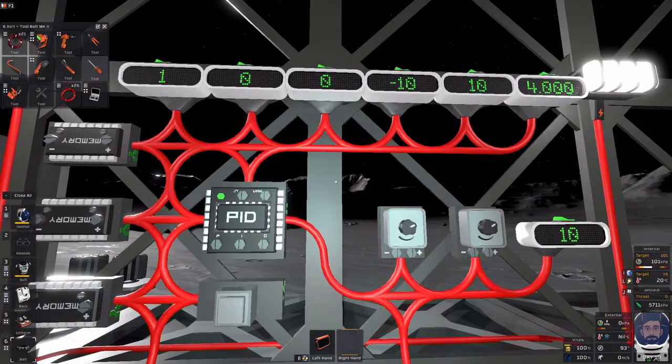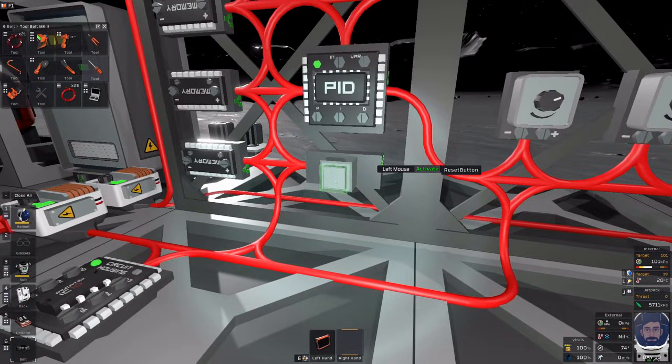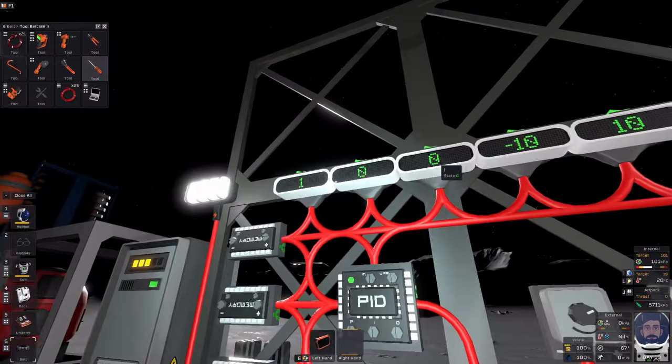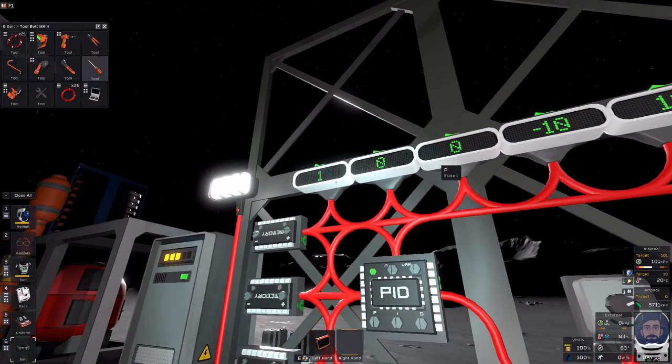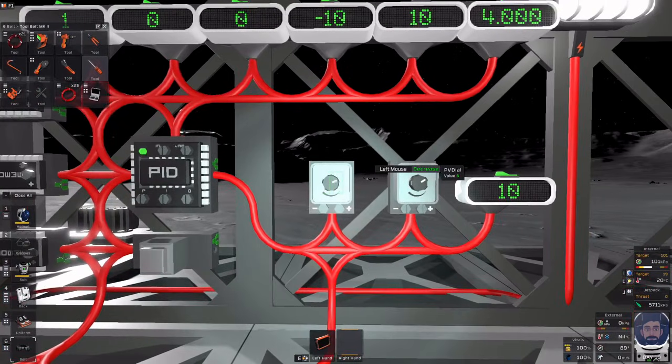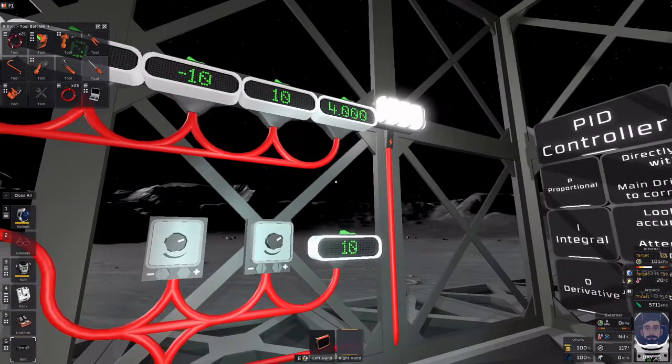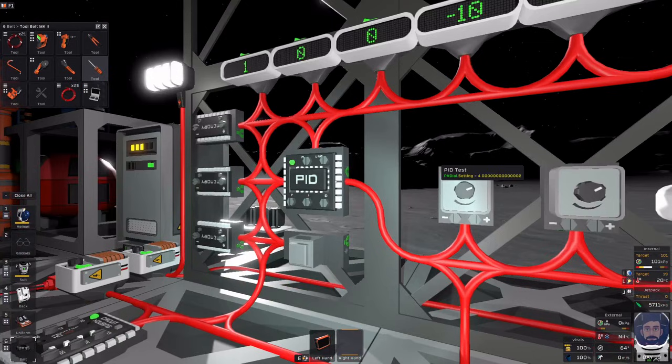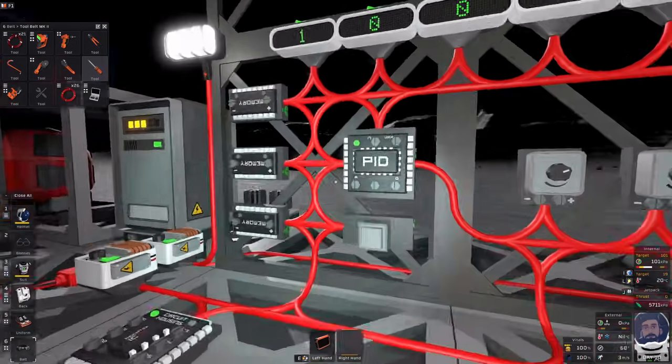So let's press the reset button. And as you can tell, the reset button still didn't take that proportional gain of 1. That number should have dropped down to a 2 because 10 minus 8 is 2 times 1 would be 2, yet my PID is still spitting out a 4. So that's bug number 2.